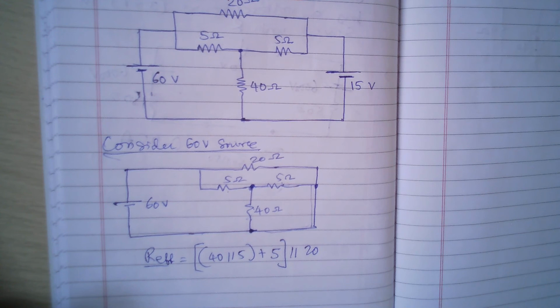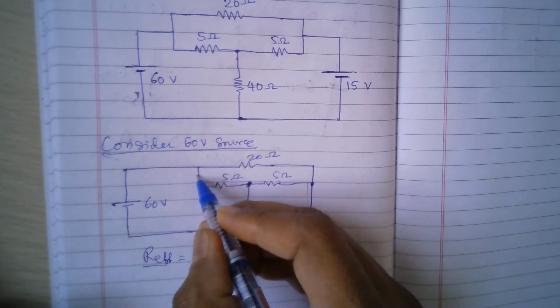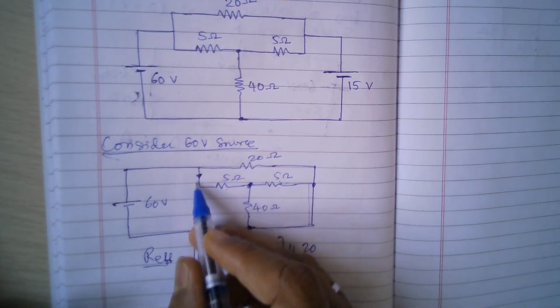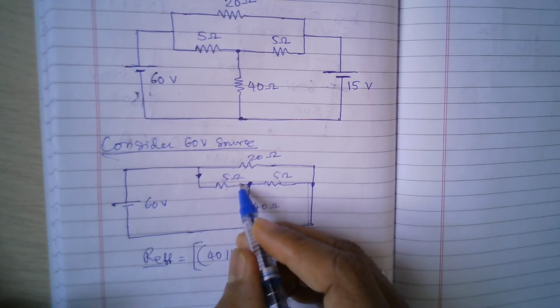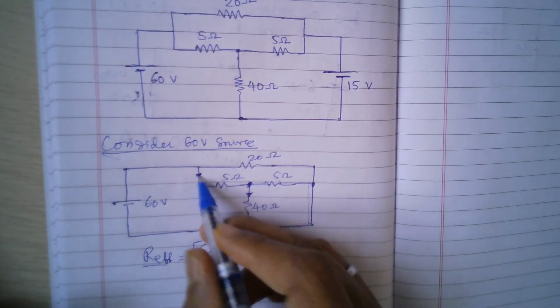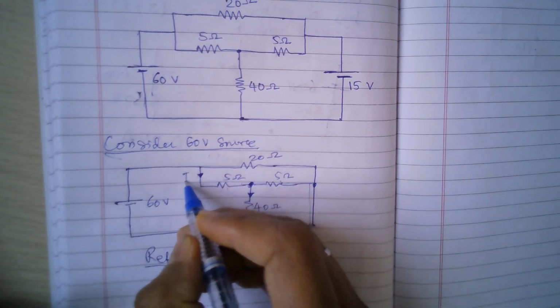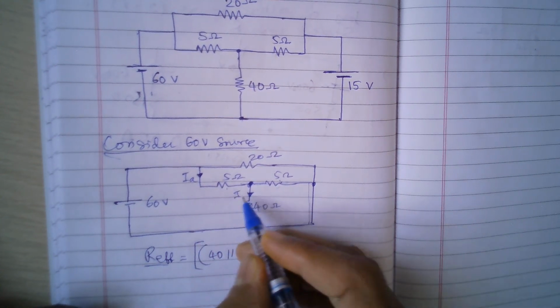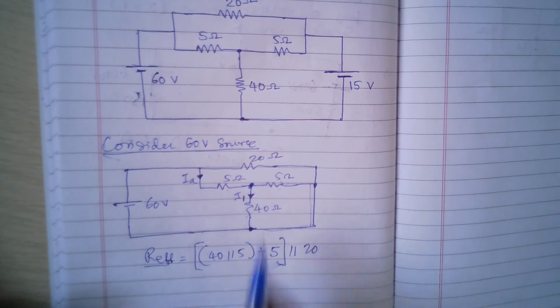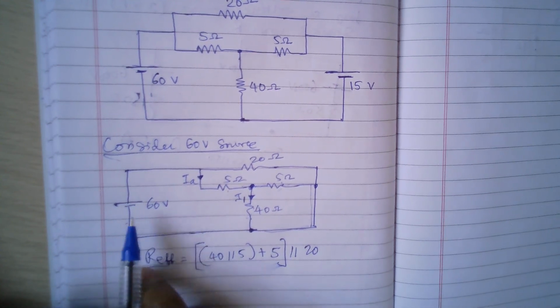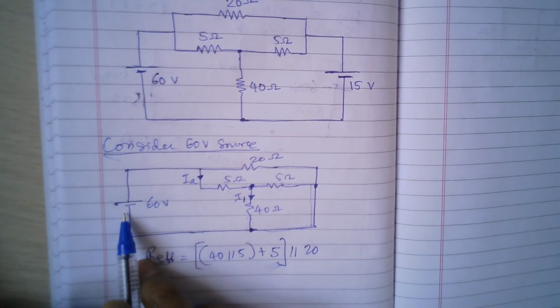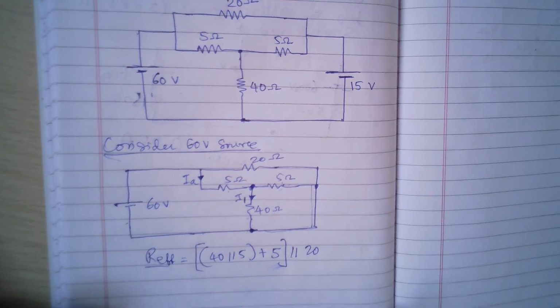Okay. So then I need to find how much current goes in this branch, and then again I need to find what is this current. So for these two I will use the current division principle. Okay, so let's call this IA, and let's call this I1. So I1 is the current in the 40 ohm resistance because of 60 volts. Okay, so let's do this first.